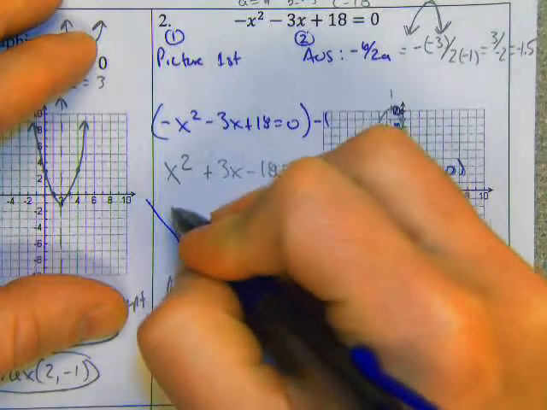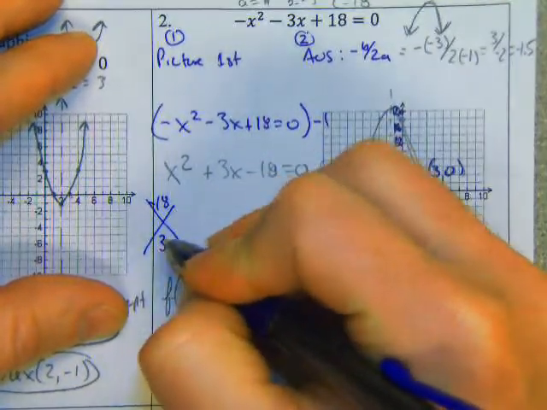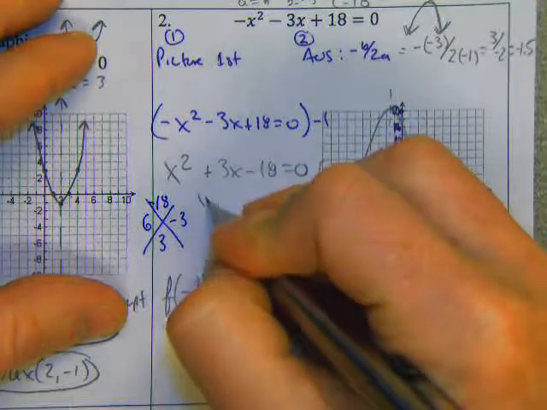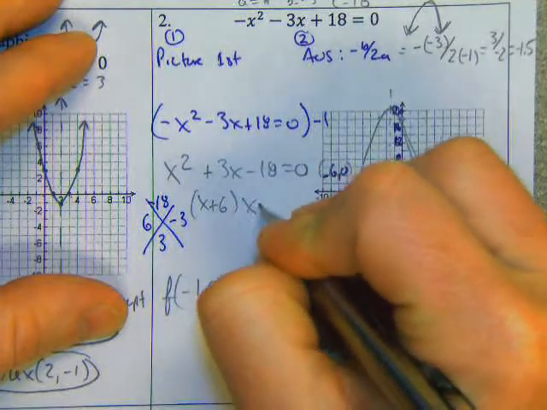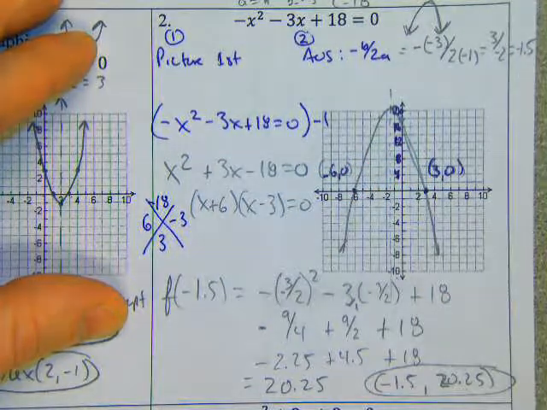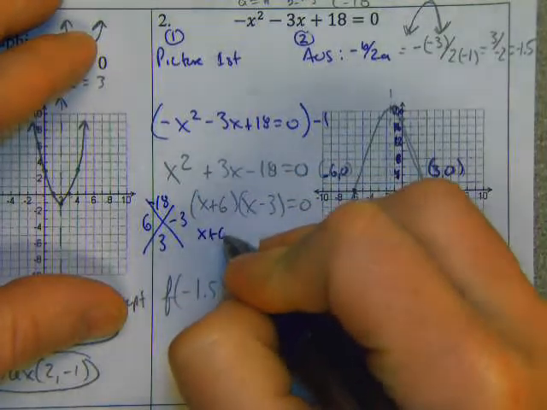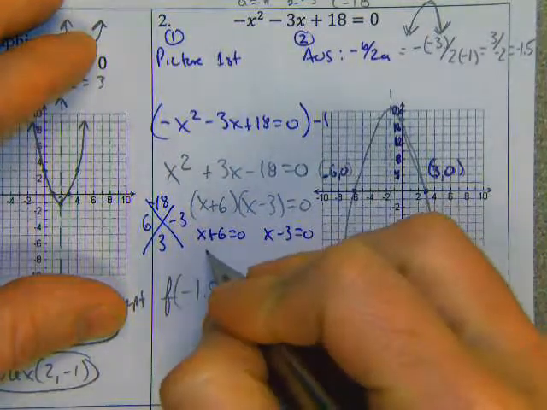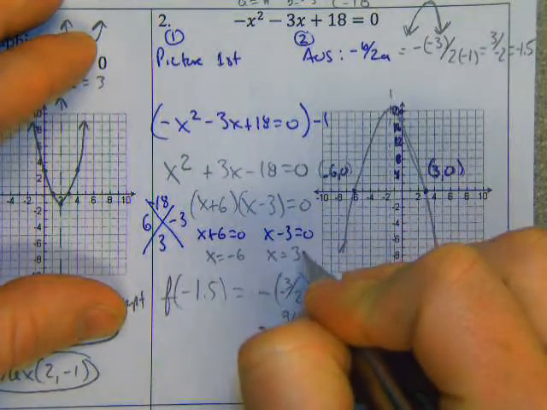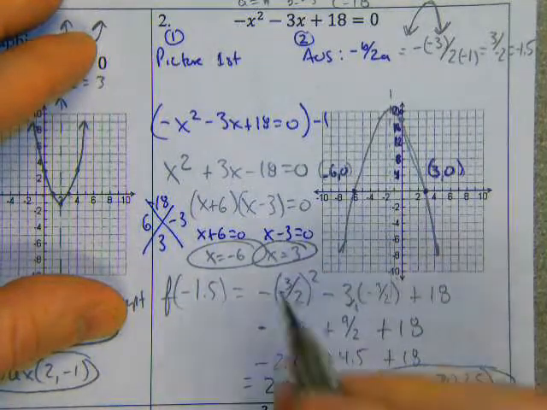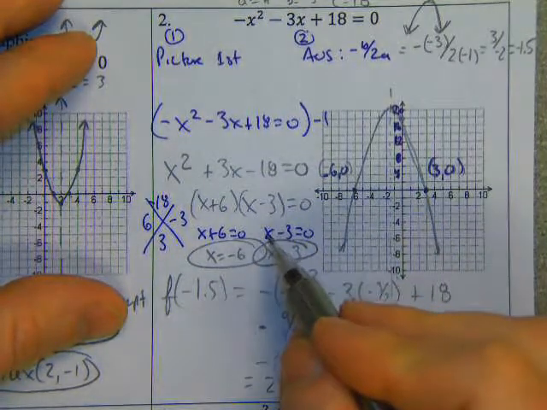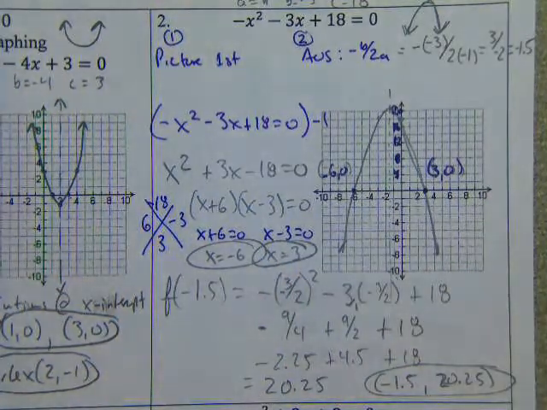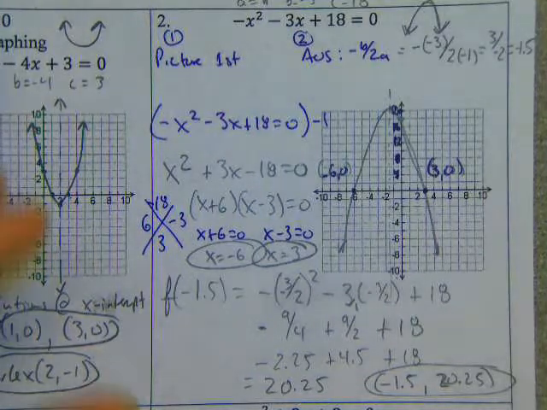Diamond, negative 18, 3, 6 and negative 3. Use them. x plus 6, x minus 3 equals 0. Set each one equal to 0. Do some algebra. Okay, those are the same as what I got here. So, all good. Checks out. Okay, so that checks with the picture.